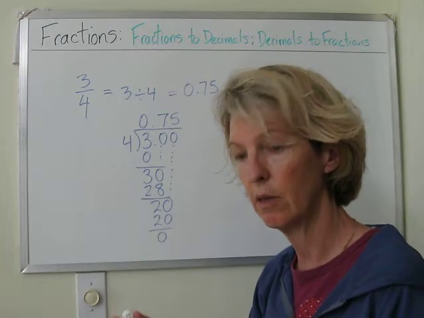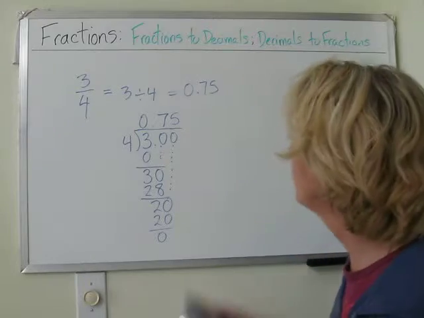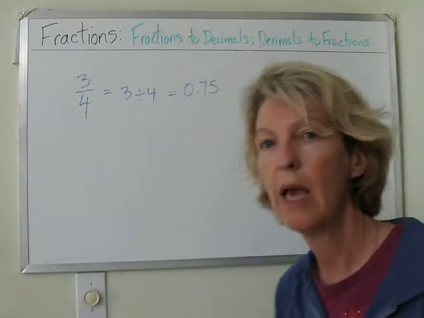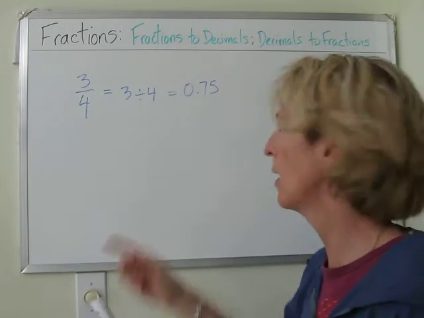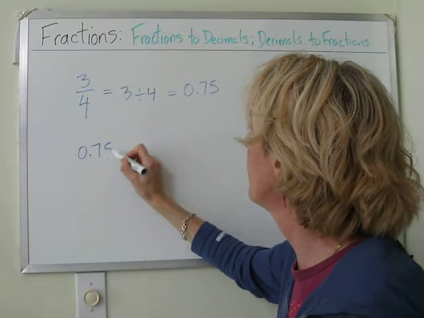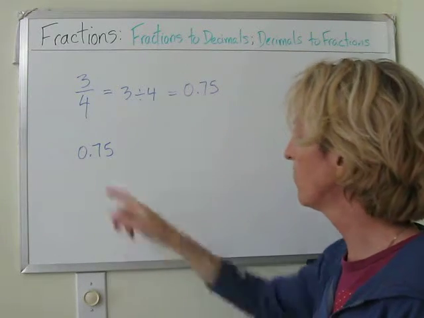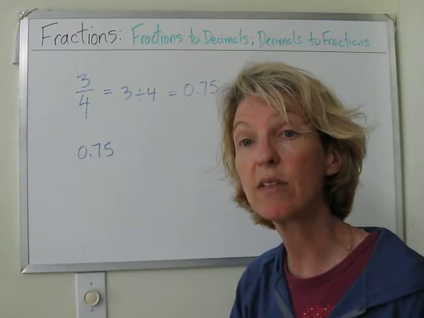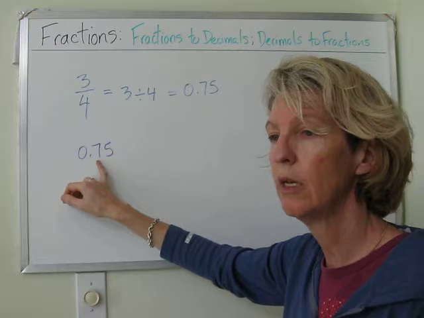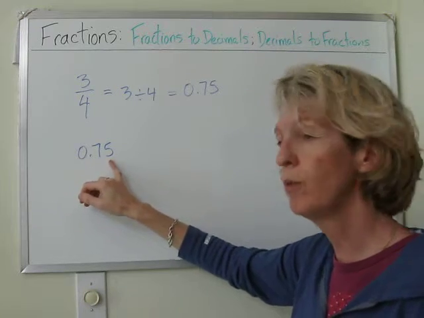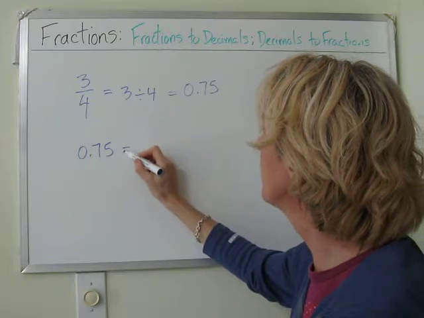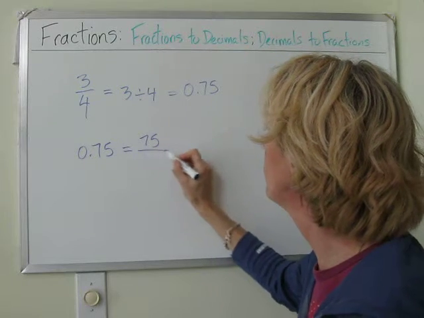So we've gone from a fraction to a decimal. Now, why don't we just double check this and go back the other way, and you can see how fast it is. Okay, let's do our decimal of 0.75. Say that's the decimal that you're given on a test, and you're asked to write that as a fraction. What's the first position? The tenths. And the second position? Hundredths. Excellent.